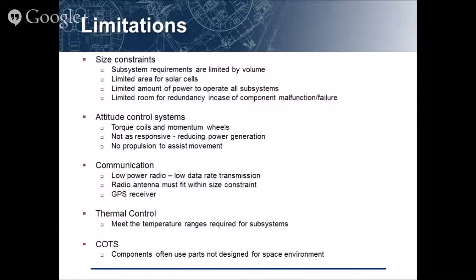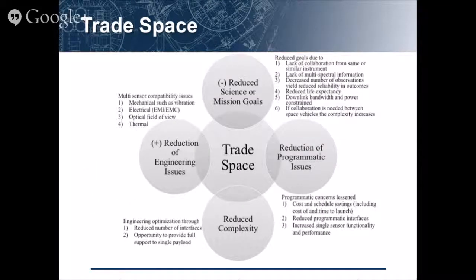Lots of limitations. Limited by the volume, power, aperture, and components we couldn't even get on there. We only had one momentum wheel. We can't have three. There's no room. Communication, thermal control, the fact that parts don't exist, and we had to use commercial components. This is a slide I'm not going to go into. It's really for an AIAA talk, but it is about the different trade spaces that you use as you figure out what you can keep and what you're going to lose as you get into these small puppies.